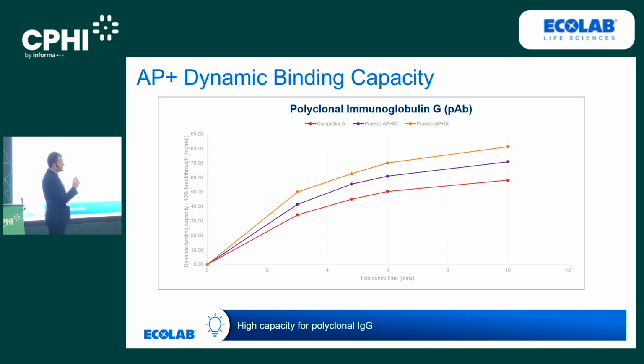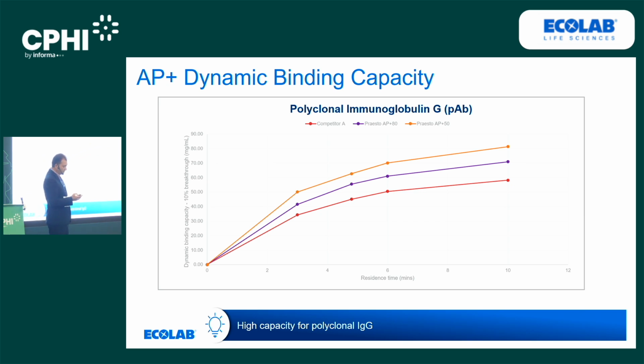A couple of things to keep in mind. If we are talking about AP+50, it is a resin that has a very interesting binding capacity. We are talking about roughly 70 grams per liter at 6 minutes residence time. You can extend that to 80 grams per liter if you extend the residence time to 8 minutes. But what is interesting here is having a very high binding capacity at short residence time. We're talking about 50 grams per liter at only 3 minutes residence time. That would give you opportunities for implementing that approach for process intensification.